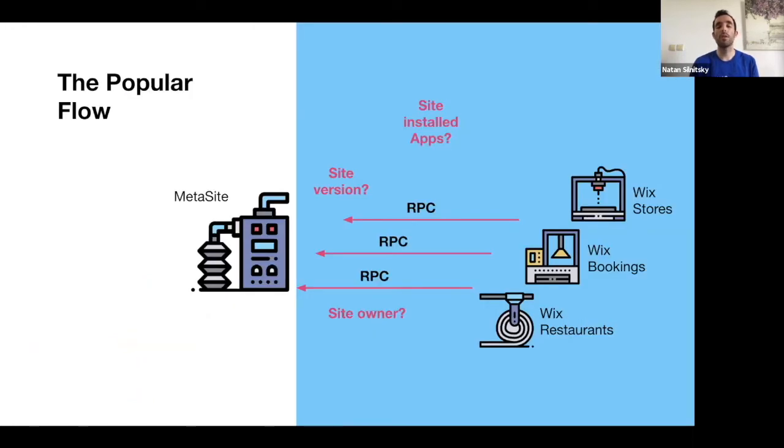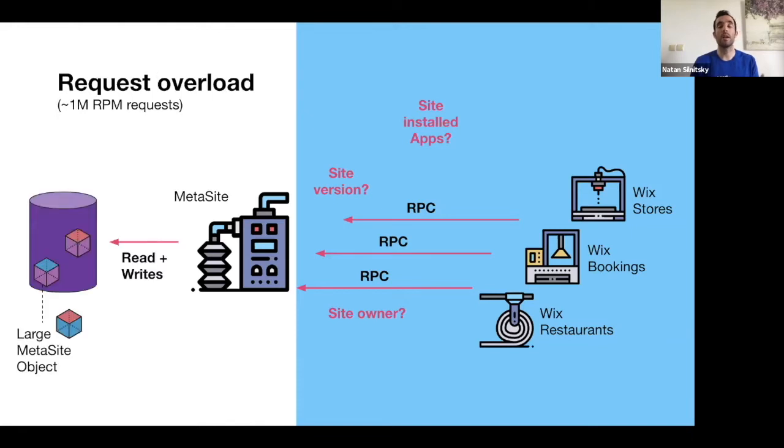We have our service called MetaSite at Wix that handles all stuff related to the context of the site. So what's the site version of a service's asked? Or who is the site owner? Or what kind of apps are installed on this site? And this information is really important for our verticals, Wix Stores, Wix Bookings, Wix Restaurants, and all kinds of other services at Wix are interested, which means that the MetaSite service has a lot of requests.